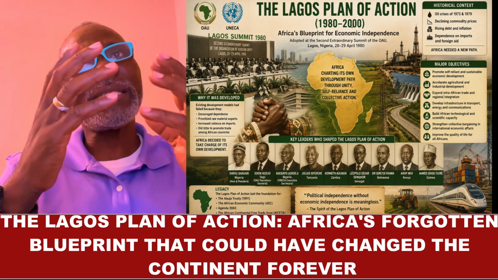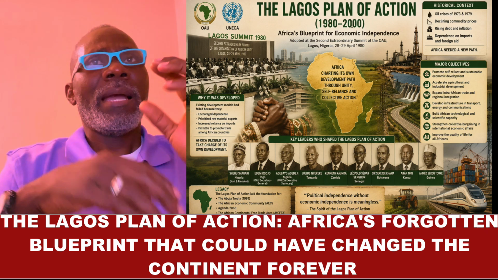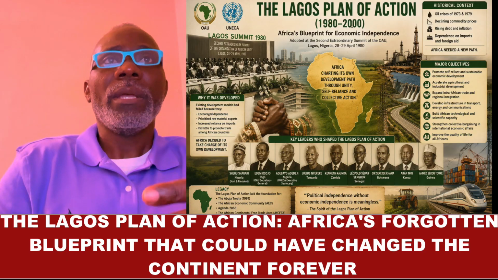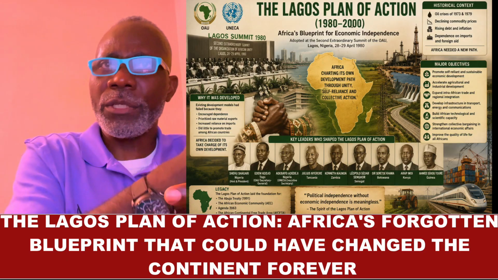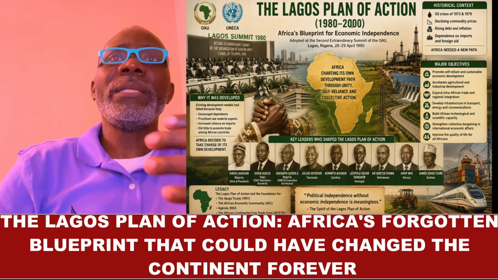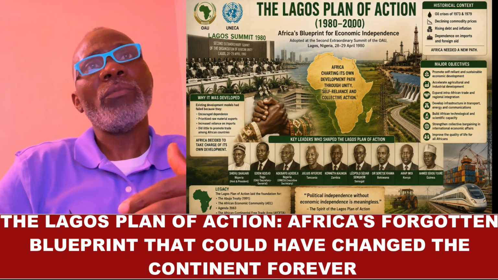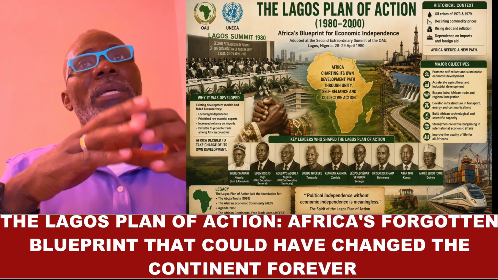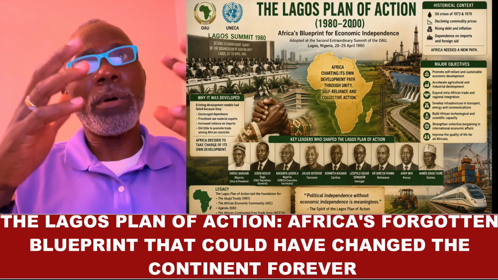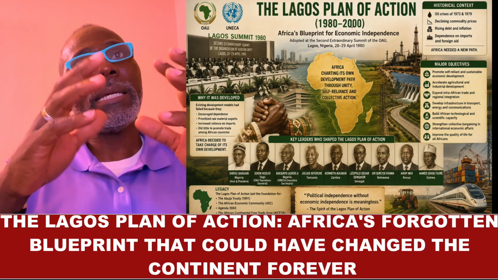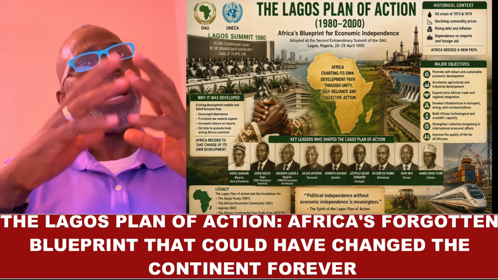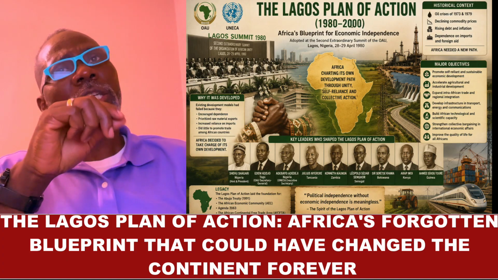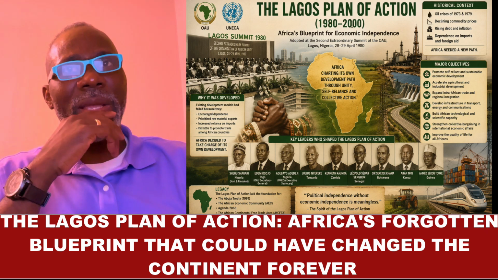The treaty translated many of the plan's ideas into a legally bound framework, including the phased approach to continental economic integration through strengthening regional economic communities, free trade areas, customs unions, a common market, and ultimately an economic and monetary union. Why was the Lagos Plan not fully implemented, you may ask that question.